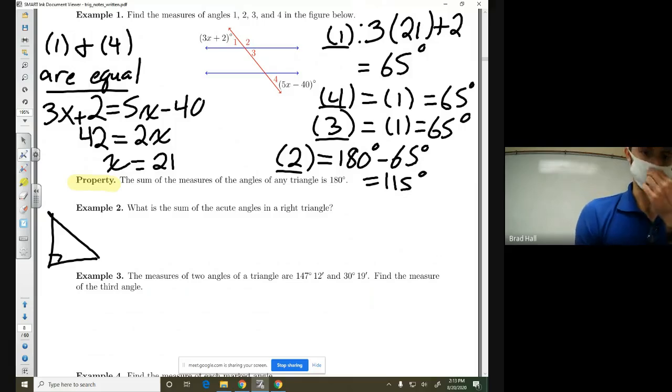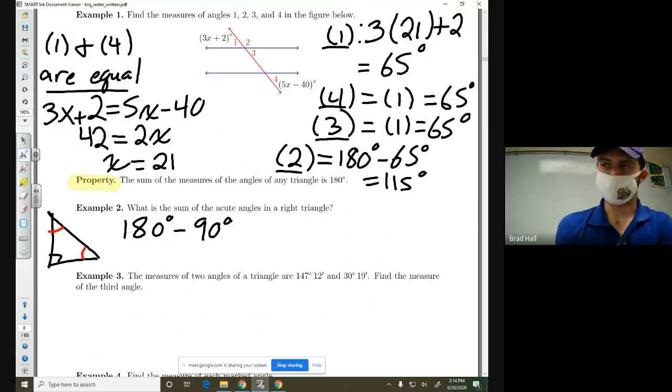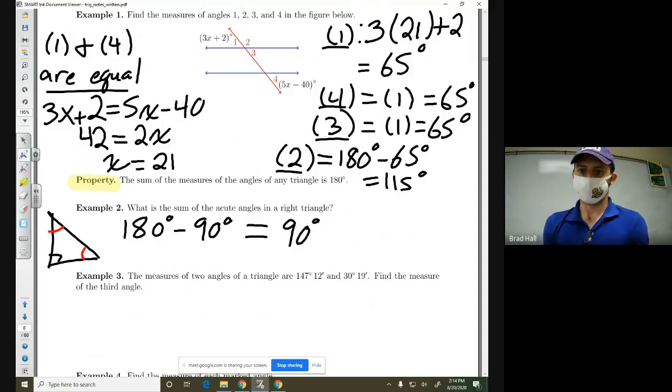So, all right. Let me try and actually draw a legitimate one. That should be a right triangle, I swear. A right triangle, of course, has a right angle in it. That makes the other 2 acute. So if we know that the sum of all the angles is 180, and one of the angles has to be 90, then 180 degrees minus 90 degrees would tell us the sum of the other 2 angles, 90 degrees. So that would be the sum of the other angles in a right triangle.